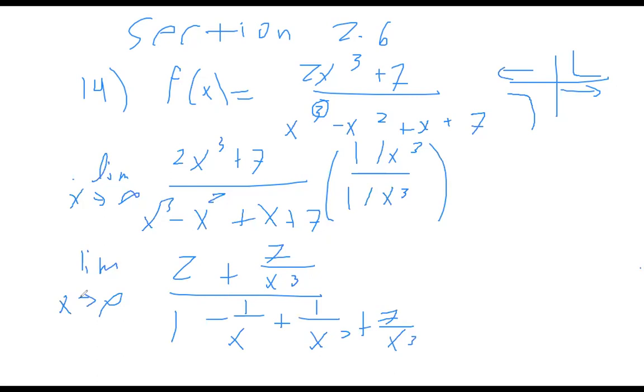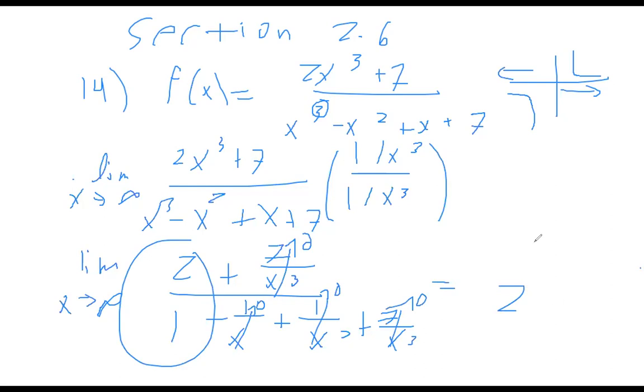So when you plug in infinity, it's not really proper to plug in infinity, but if you do, this is just going to be 0, this is going to be 0, and that's going to be 0, and that's going to be 0, right? So now you notice 2 divided by 1 is 2. That's what we got in the beginning, right? That's the answer. Equals 2.